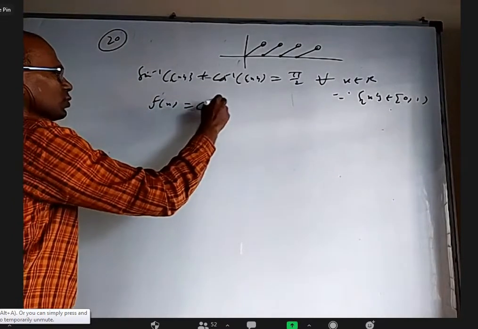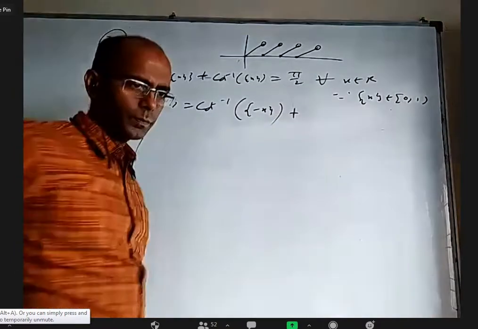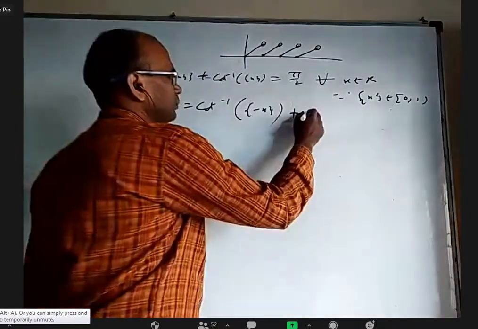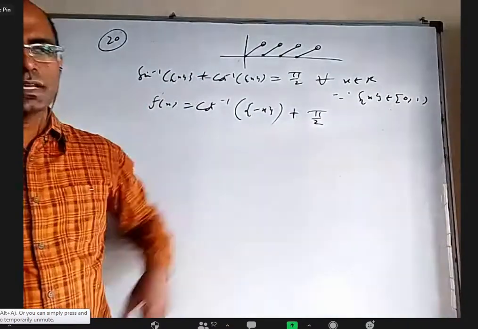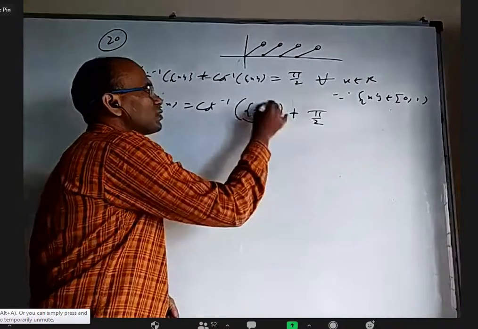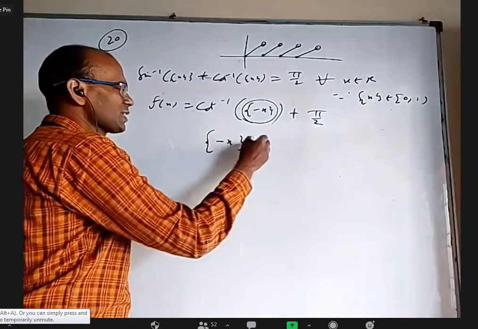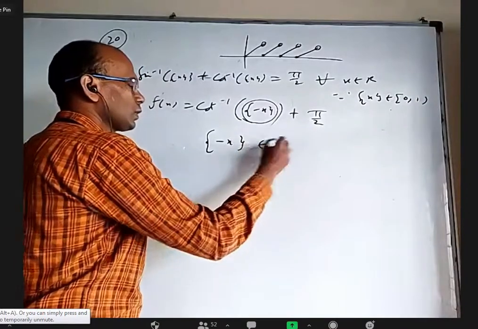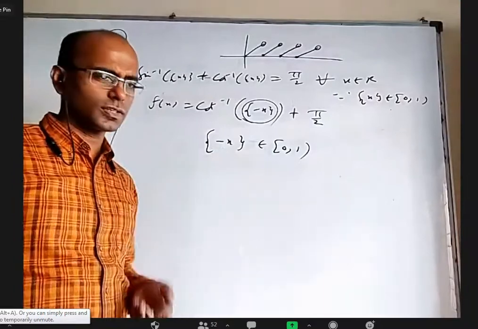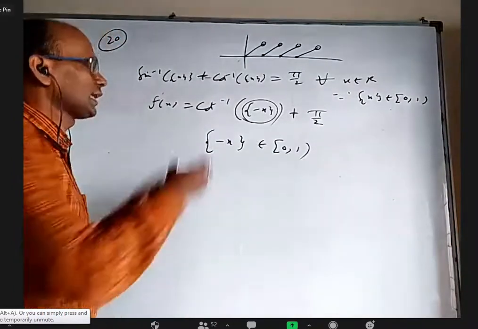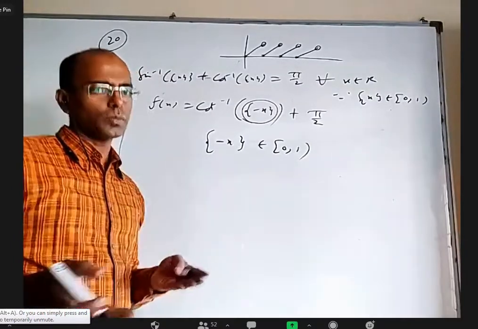Your f of x is cot inverse fractional part of minus x, plus pi by 2. Fractional part of x is there, 5x is there, minus x is there, doesn't matter for us. This is between 0 to 1. That's what is important. Fractional part of minus x belongs to closed 0 to open 1 only. Whether it is 5x or 2x or 7x or 9x plus 3, same thing. Any fractional part or the decimal part of a number will be closed 0 to open 1.